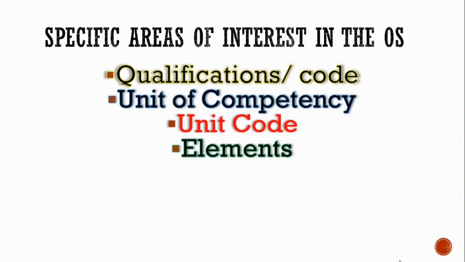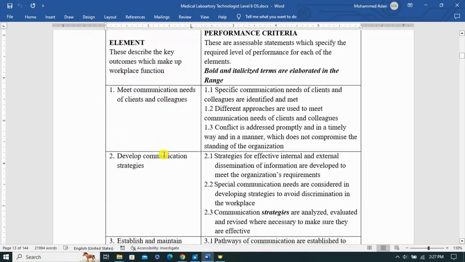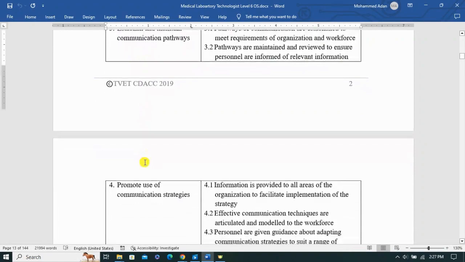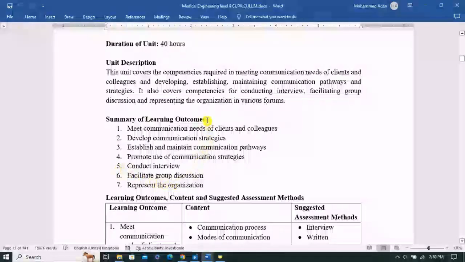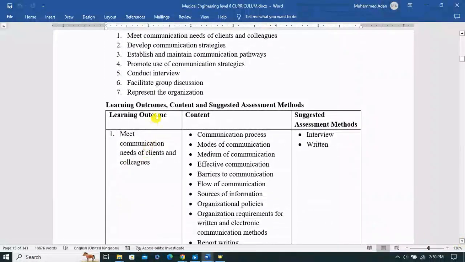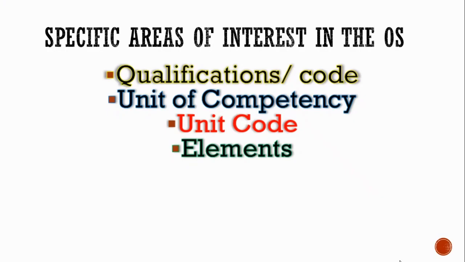Another specific area of our interest in the OS are the elements. And we talked about the elements as a broad description of the outcomes of the unit of competency. But when you go to your curriculum, they are what are termed as learning outcomes. So they describe the key tasks or activities that must be performed to demonstrate competency on a particular unit of learning.